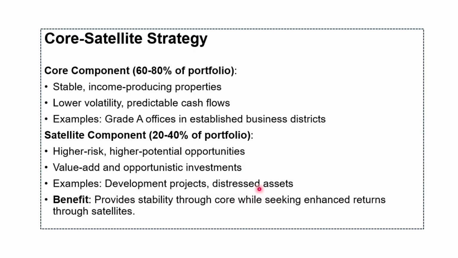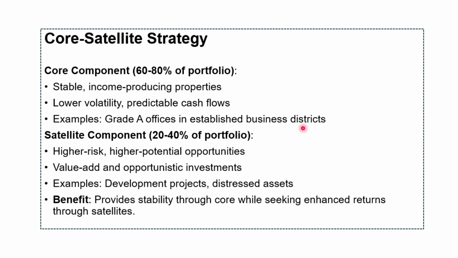Then coming to core satellite strategy. The core satellite strategy provides an elegant framework for balancing stability with opportunity in a real estate portfolio. The core component should represent 60 to 80% of your portfolio and consist of stable income-producing properties with lower volatility and predictable cash flow. Examples include grade A office in established business districts, high quality retail properties with creditworthy tenants, or well located residential properties with strong rental demand.